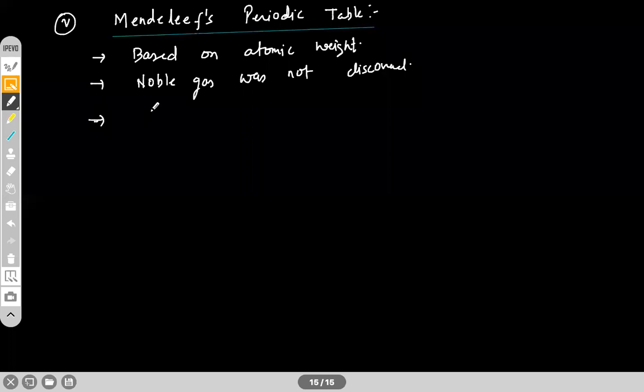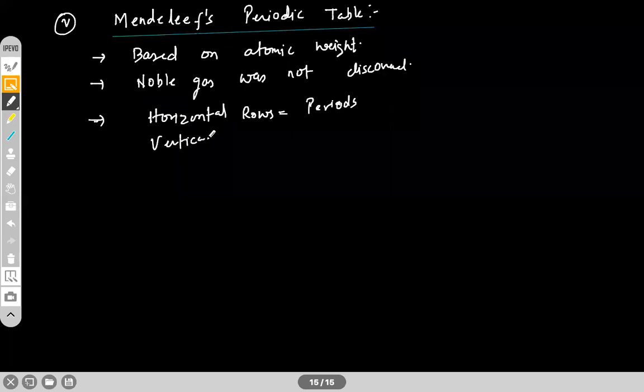Right. In this we get horizontal rows, which are known as periods, and vertical columns, which are groups. There are 7 periods and 8 groups in Mendeleev's periodic table.